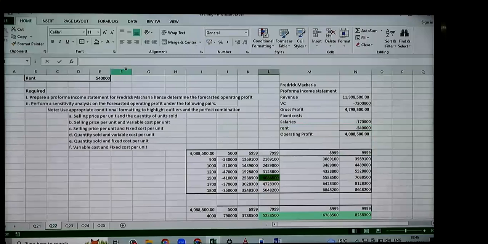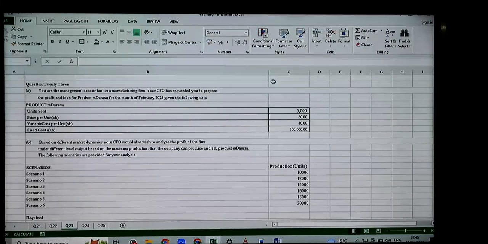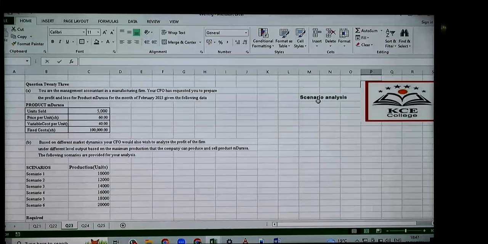So let's move to scenario analysis, so that when we move to forecasting, there's no big problem at all. So you are the management accountant in a manufacturing firm. Your CFO has requested you to prepare a profit and loss for the product M-Darasa for the month of February 2023, given the following data. You've been given the units sold, the price, the variable cost.